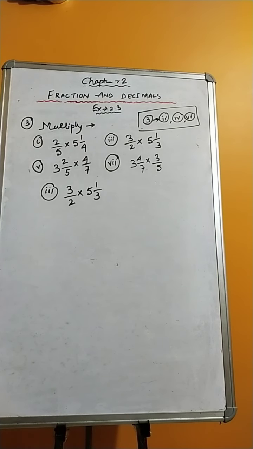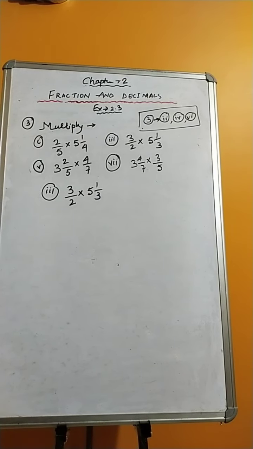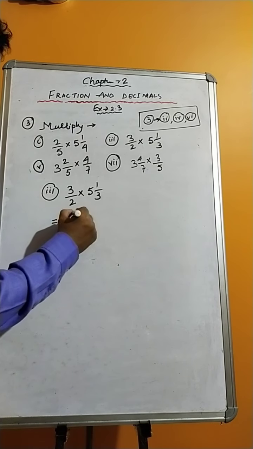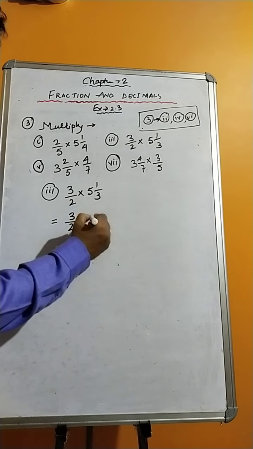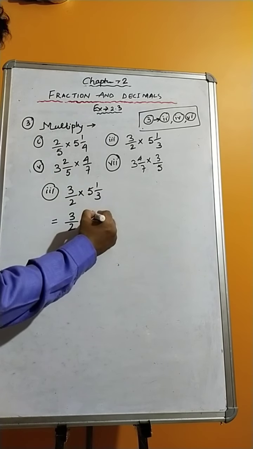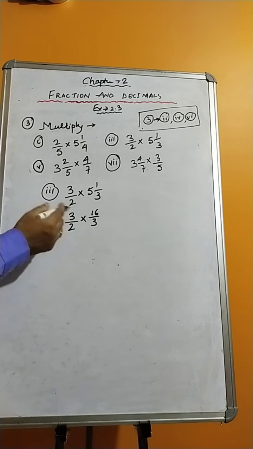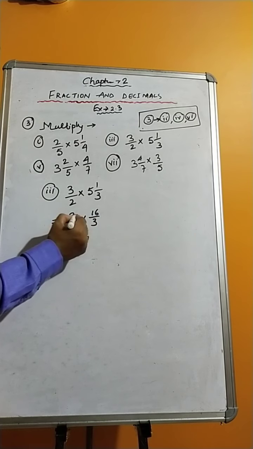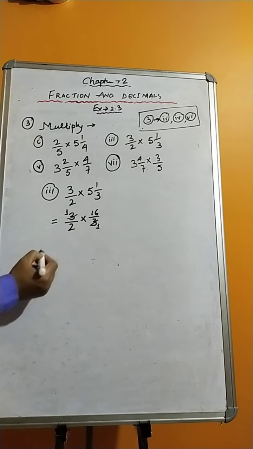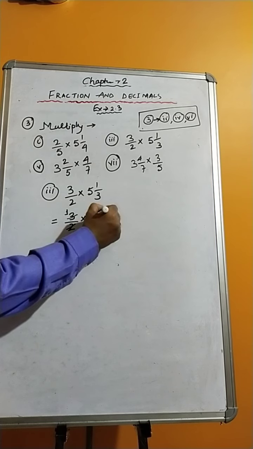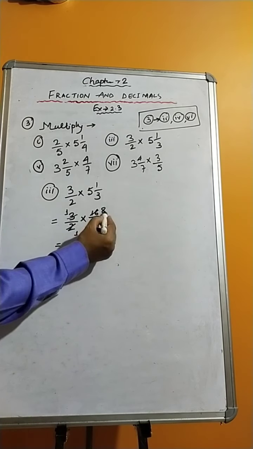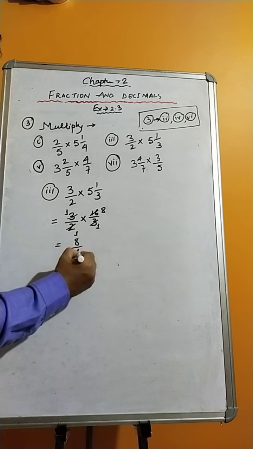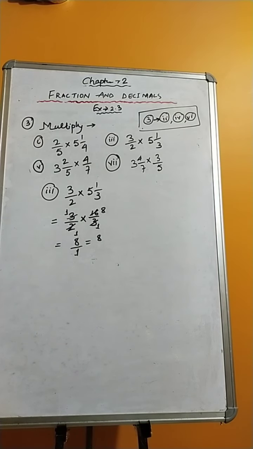Sum number 3, again very similar to question number 1. Okay. So let's convert this mixed fraction form into the improper form. So the next step, what we have to write? 3 by 2 into 3 5s are 15 plus 1, 16 by 3. Now, is there any number that we can reduce? Yes, obviously. These two numbers also and these two numbers also. That is 3 1s are 3, 3 1s are 3, 2 1s are 2, 2 8s are 16. So what will be the final answer? 8 1s are 8. And 1 1s are 1. So we can write the answer as 8.